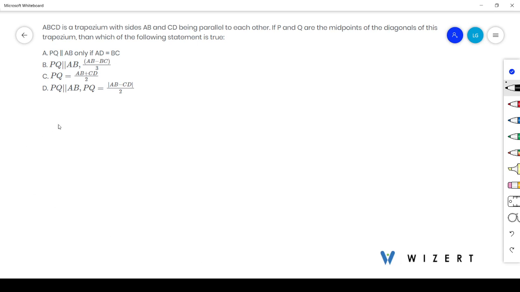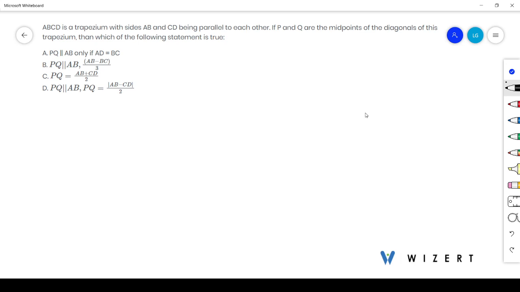Our question is: ABCD is a trapezium with sides AB and CD being parallel to each other. If P and Q are the midpoints of the diagonals of this trapezium, then which of the following statements is true?